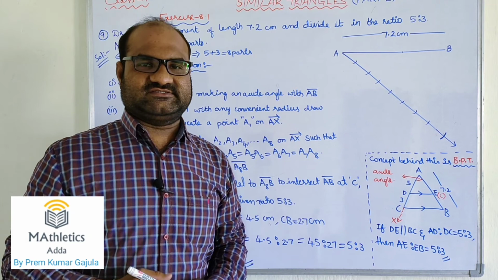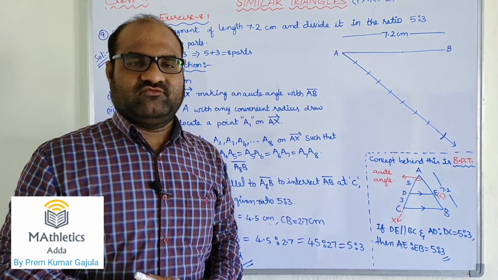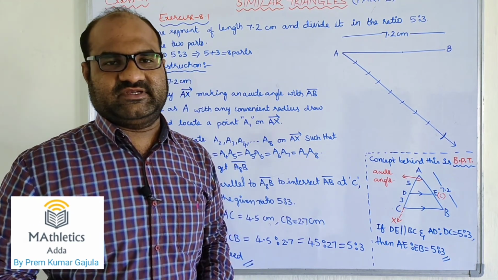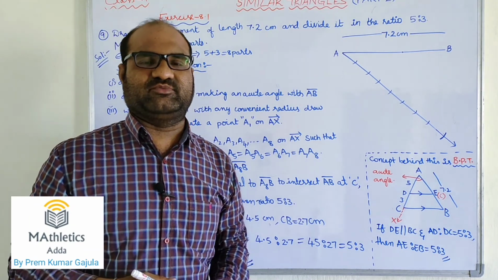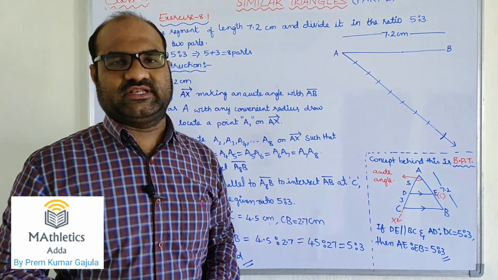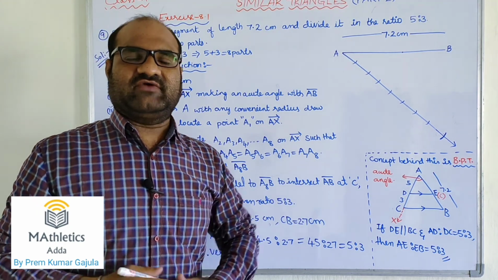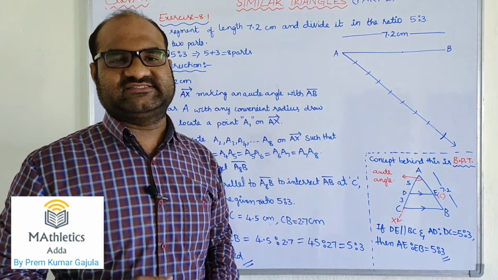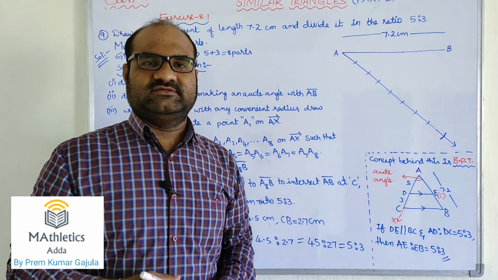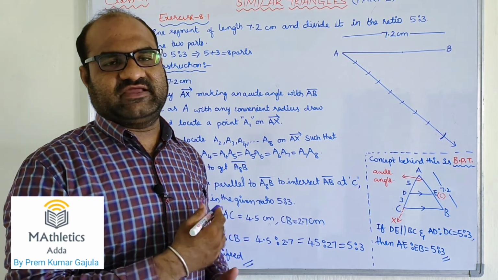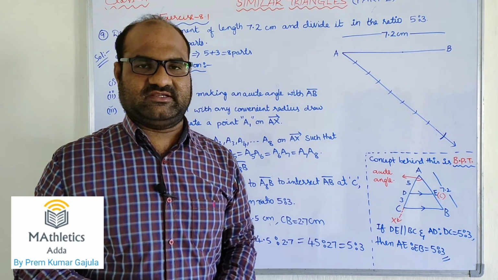In the previous classes, in 6th and 7th classes, we used to divide the given line segment in the given ratio by using ratio and proportion concept. We used to count the total number of parts in the ratio, that is 5 plus 3 is equal to 8 parts, and we used to find out each part value by dividing the given length 7.2 centimeter by 8. Okay, then afterwards we used to find out the 5 parts value separately and 3 parts value separately, like that.